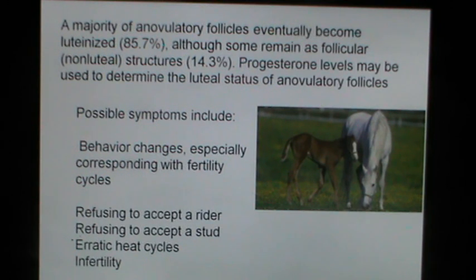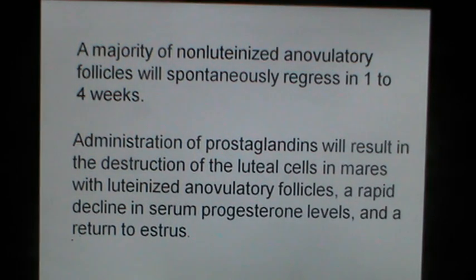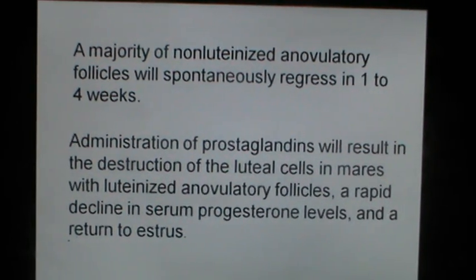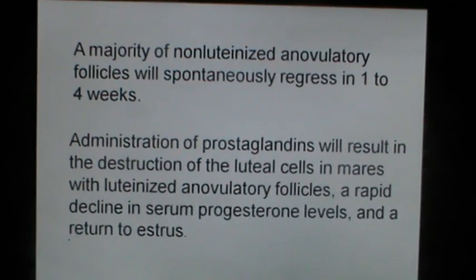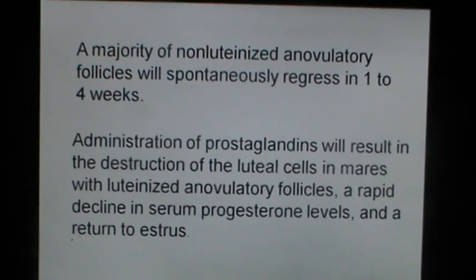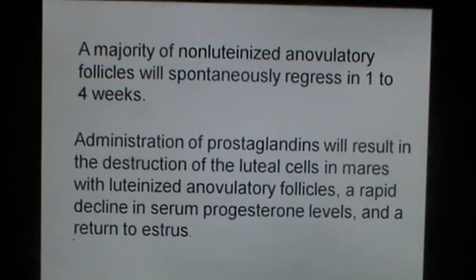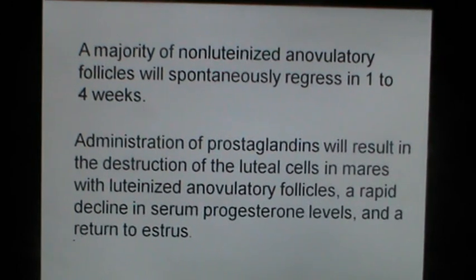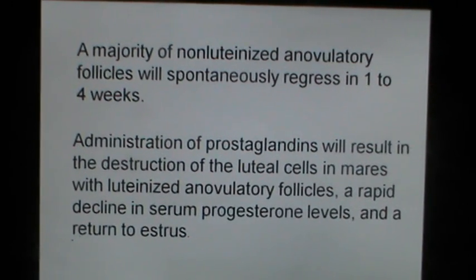The possible symptoms of ovarian cysts in mares include behavioral changes, especially corresponding with fertility cycles, refusing to accept a rider, refusing to accept a stud, erratic heat cycles, and infertility. A majority of non-luteinized anovulatory follicles will spontaneously regress in 1 to 4 weeks. Administration of prostaglandins will result in the destruction of the luteal cells in mares with luteinized anovulatory follicles, a rapid decline in serum progesterone levels, and a return to estrus.